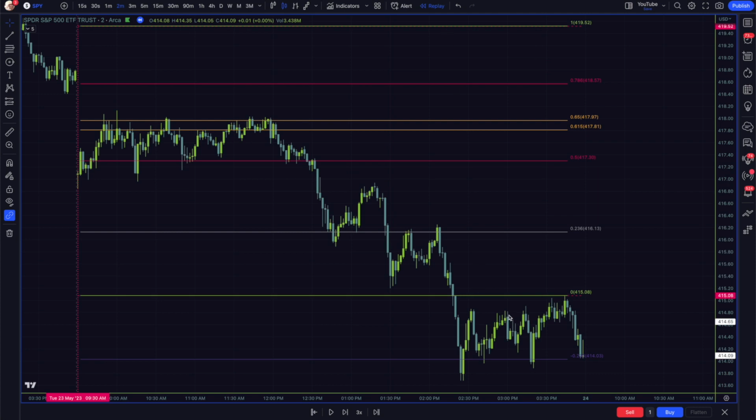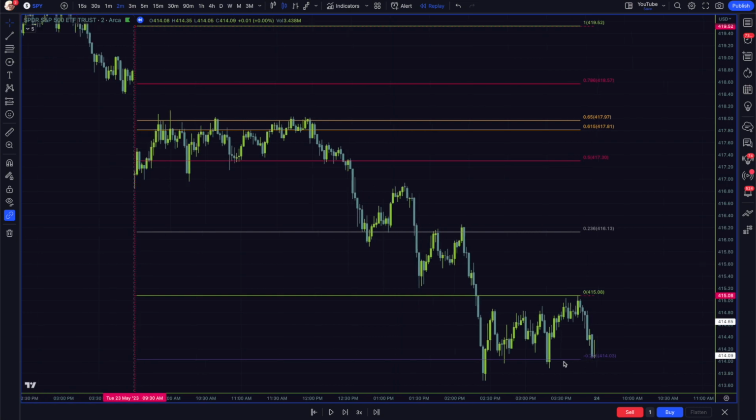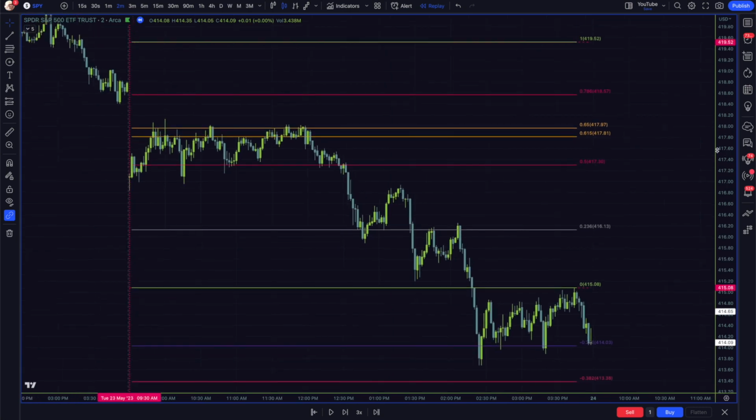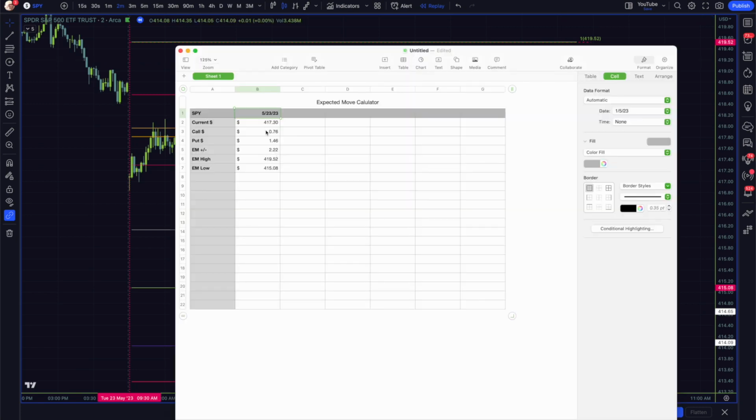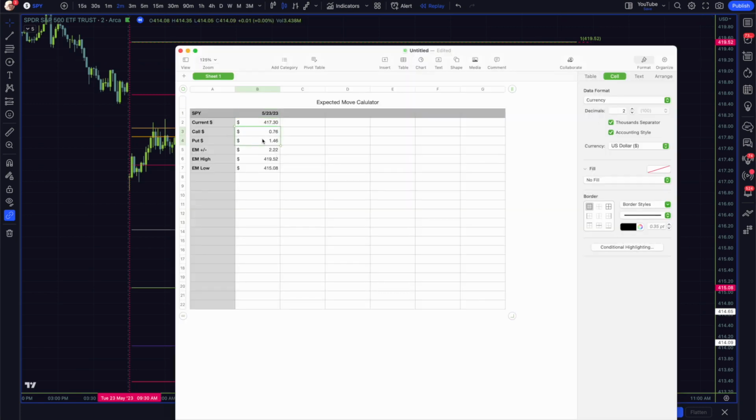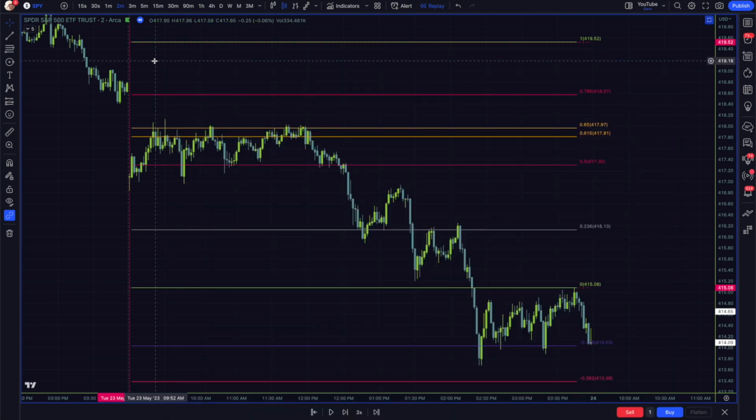You can use the fib tools to generate ranges beyond the expected move, like this level right here, and you can see how effective that price was. So for me, I like to keep it simple. I just grab the expected move just how I showed you here. You add the call and put prices together. That gets you your expected plus minus price. Then you add that to the current price and subtract. Those become your levels.